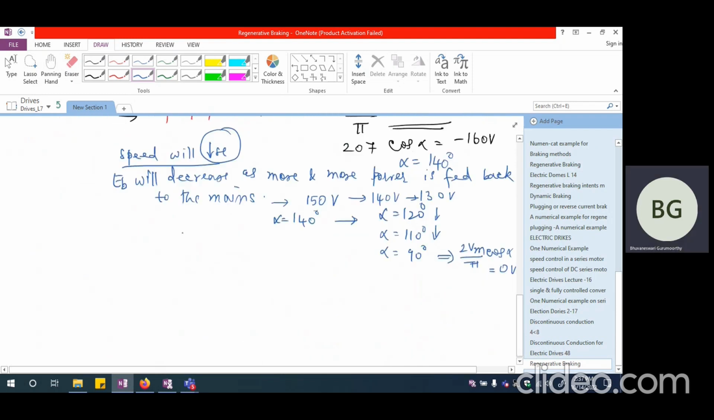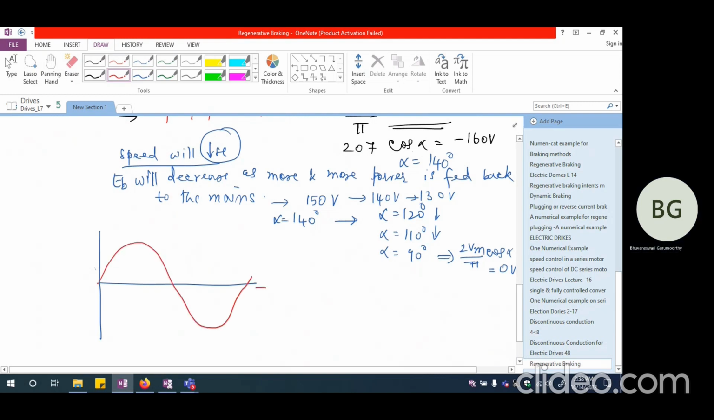So if you actually look at the waveform corresponding to regenerative braking, this is the power supply voltage, and this is omega t. Let me again draw the rectified voltage also. Now what you need to remember is EB has reversed its sign. So I should show as though EB is in this particular sign. So this is going to be EB. Now we are looking at an alpha which is greater than 90.